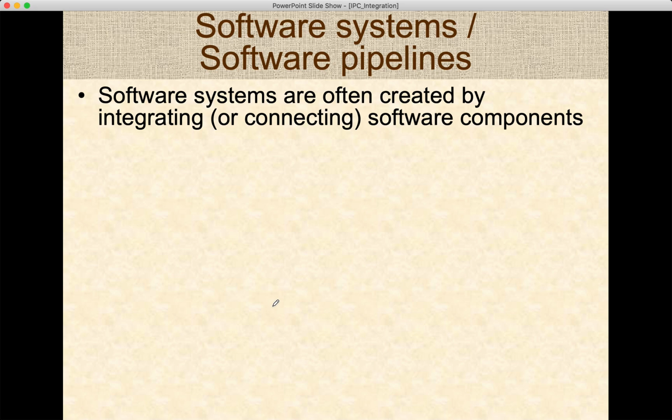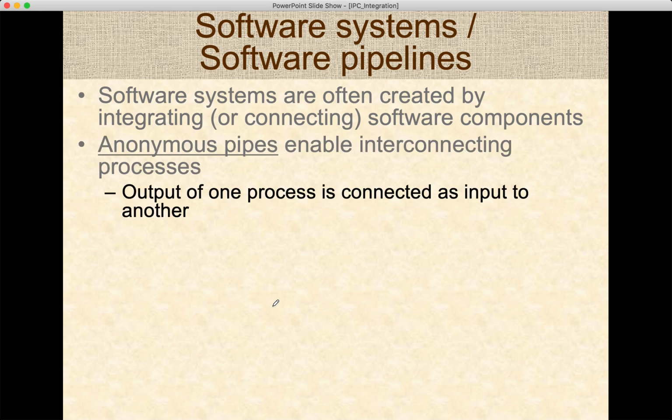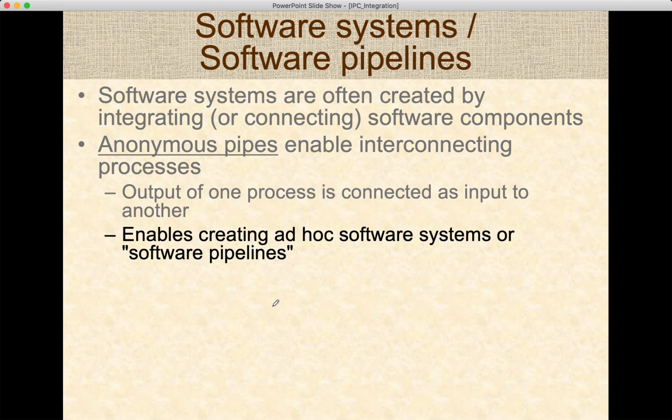This approach can be used for creating software pipelines or software systems by interconnecting programs or software components. Anonymous pipes enable interconnecting these processes, and they are widely used at the shell as well. Here, the output of one process is piped or connected as input to another process. This enables creating ad hoc software systems or software pipelines.